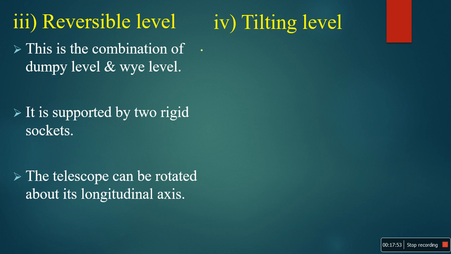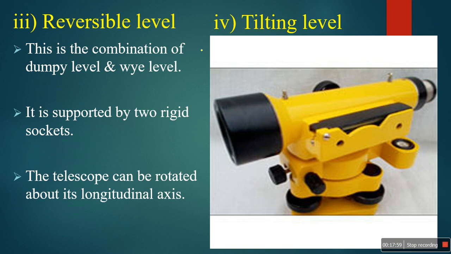Next, coming to the fourth one, that is the tilting level. This is the typical diagram of our instrument, the tilting level. Here the spirit level is attached, and a small spirit level is also given here. This is for tightening of the telescope. If you tighten this screw, the telescope will not be rotated about the longitudinal axis. This one is the focusing of the eyepiece as well as the focusing of the objective glass. And here are the three foot screws.